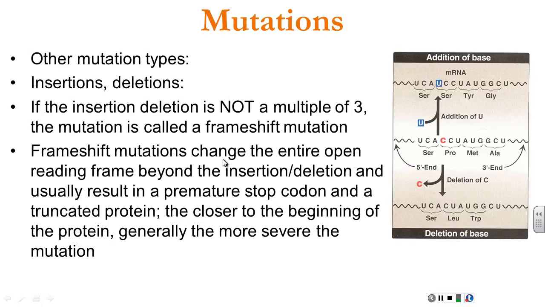Another generality: the closer to the beginning of the protein, the more severe the mutation. The closer you get to the beginning, the more you're going to alter that protein. Sometimes if you get an insertion or deletion near the end of the protein, it might not be as severe, or it might be compatible with somewhat normal function, maybe reduced in absolute efficiency, but could still do something. But the earlier the frame shift happens, generally speaking, the more severe the mutation.